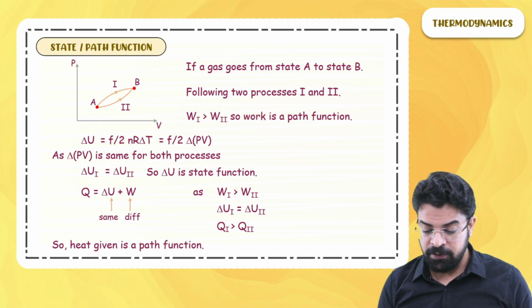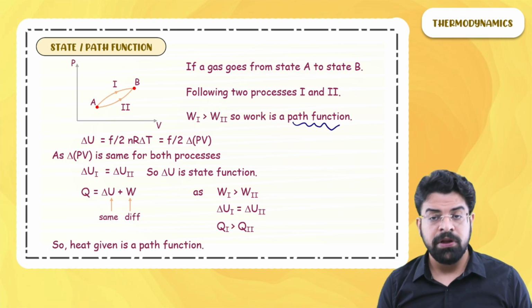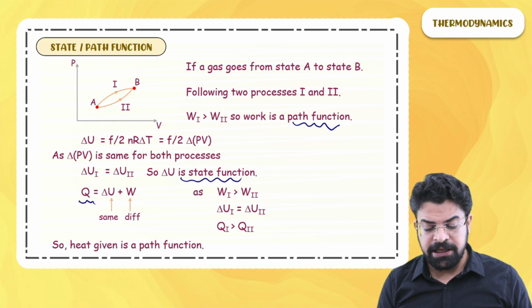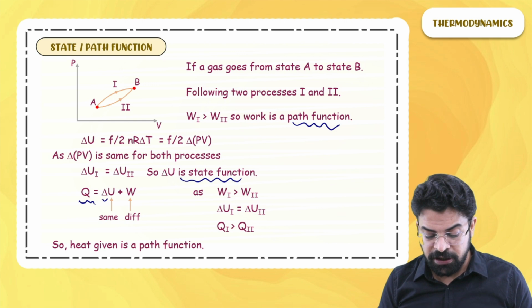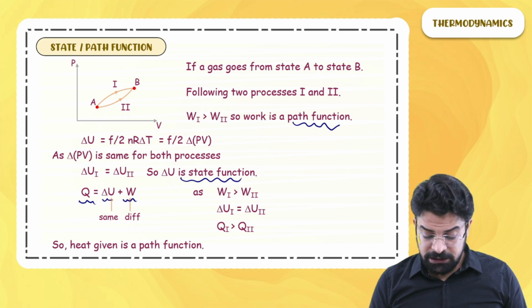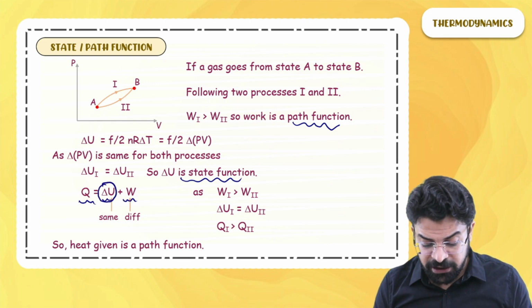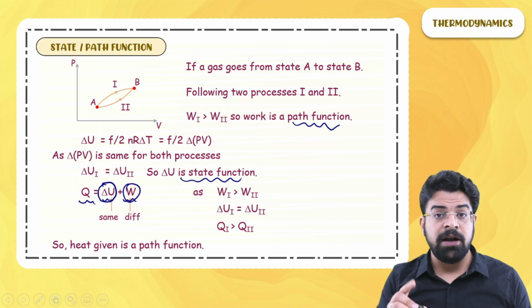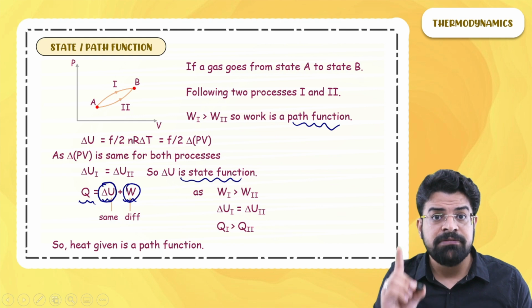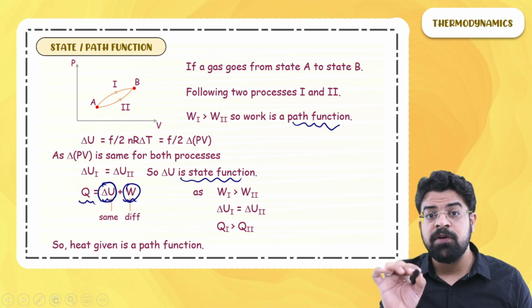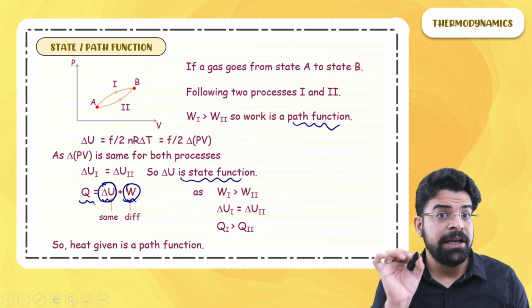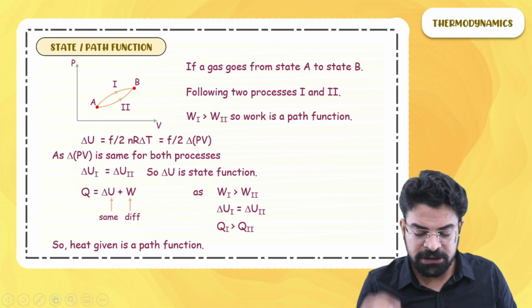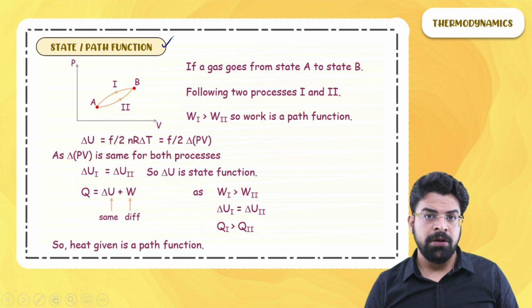So remember that work done is a path function. Change in internal energy is a state function. As the heat given depends upon both the change in internal energy plus the work done, since the change in internal energy is the same, it's okay. But the work done is different for different paths. Hence, we get that the heat given is different for different paths. Hence, heat given is a path function. It depends upon the path. So this is one small thing that you have to keep in mind.